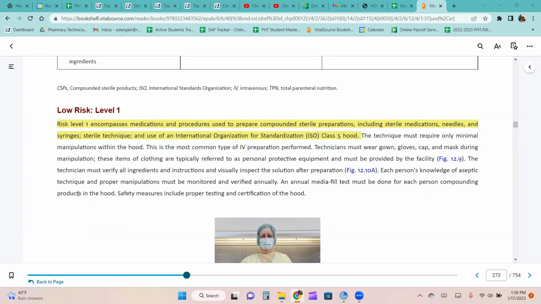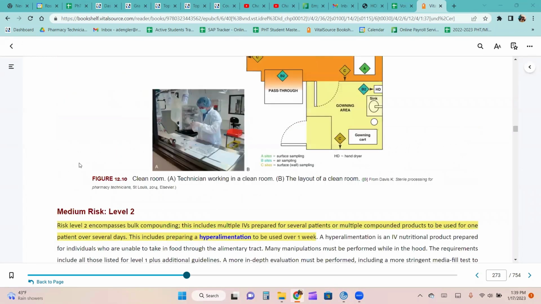The technician must verify all ingredients and instructions and visually inspect the solution after preparation. Each person's knowledge of aseptic technique and proper manipulations must be monitored and verified annually. An annual media fill test must be done for each person compounding products in the hood. Safety measures include proper testing and certification of the hood.